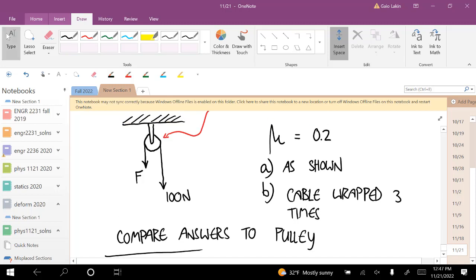Okay. So if this was a massless, frictionless pulley, in order to keep this in static equilibrium, what would that F have to be? Yeah, 100. So what we're going to see is that you're going to have something smaller than 100 for part A, and then for part B, you're going to have something a lot smaller than that. The more times you wrap it, the more of that benefit of the belt friction you get.